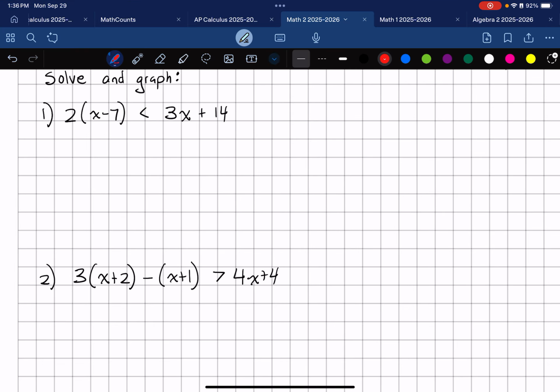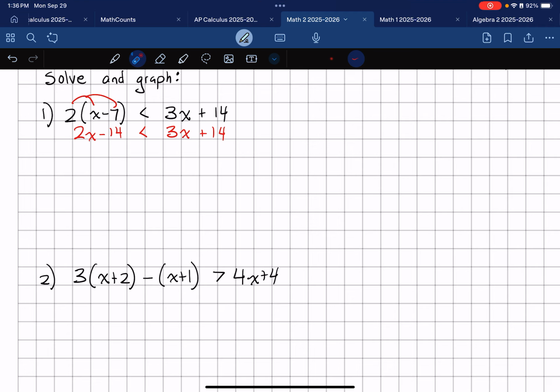So for this number one, you're going to start by distributing the 2, and you're going to get 2x minus 14. We haven't multiplied either side or divided either side by anything, so this sign is not going to change. It's still 3x plus 14. From here, we need to choose what side is our variable side on. I'm going to choose the left-hand side here, just so I don't have to switch it later.